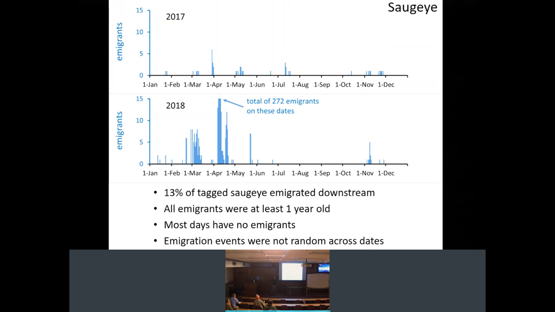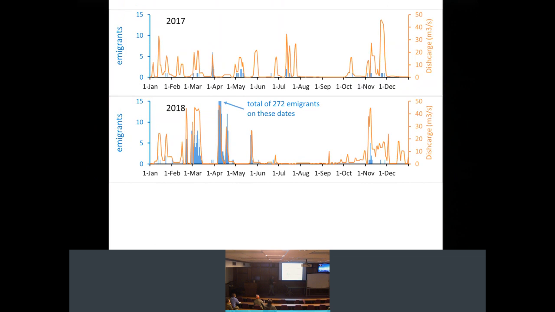So the first thing we wanted to do was look at discharge relative to these movements. When we plot discharge on here, we see a couple of things. First of all, on any day where there's a lot of sockeye movement out of the reservoir, there's high discharge. But there's also high discharge at other times, and we don't see masses of sockeye moving out. So it's unlikely that they're getting flushed out of the reservoir. But it seems as though discharge might be part of the story here.